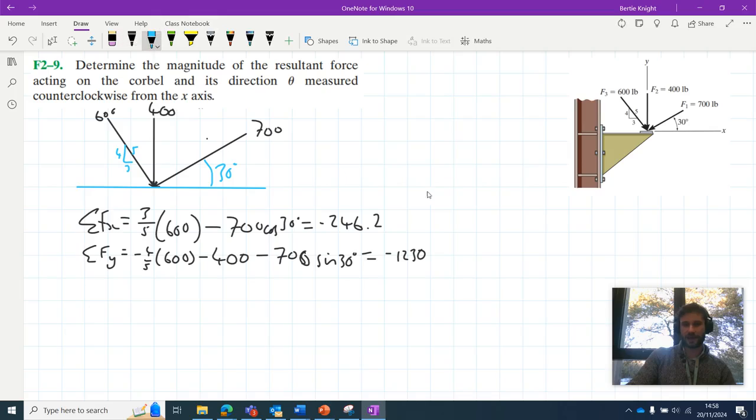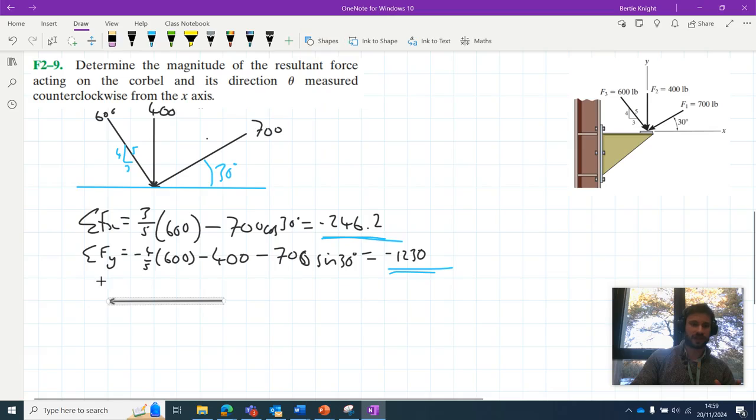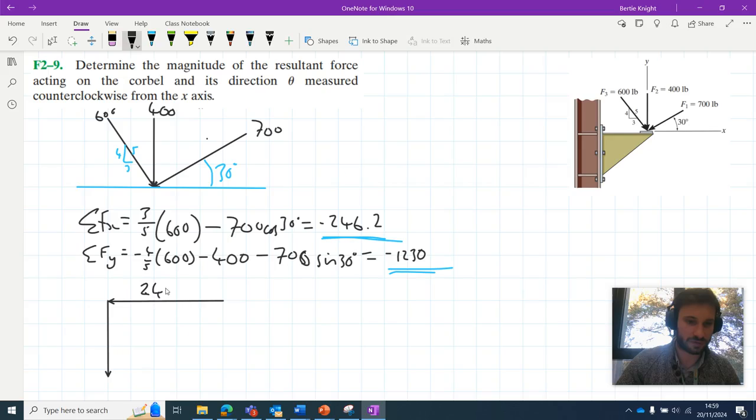So what this is telling us about our resultant force is that it's acting 246.2 down and 1,230 to the left. Sorry, I've just got them the wrong way around. It's acting 246.2 to the left, since that's its horizontal component, and 1,230 down, since that's its vertical component. Let's go ahead and diagrammatize this then. So we can say it's acting 246 to the left, and we can say it's acting 1,230 down. Let's just add these magnitudes: 246.2 and 1,230.